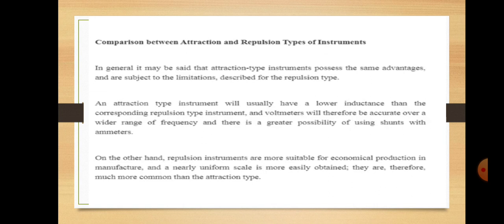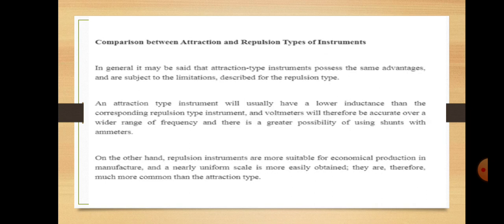Attraction type instruments usually have a lower inductance than the corresponding repulsion type instruments, and voltmeters will therefore be accurate over a wide range of frequency, and there is a greater possibility of using a shunt with an ammeter. So this is the difference between attraction and repulsion type. And the last point is, on the other hand, repulsion instruments are more suitable for economical production in manufacture.